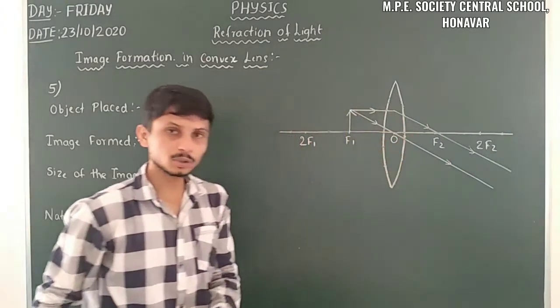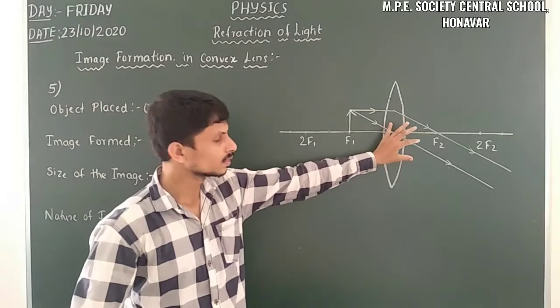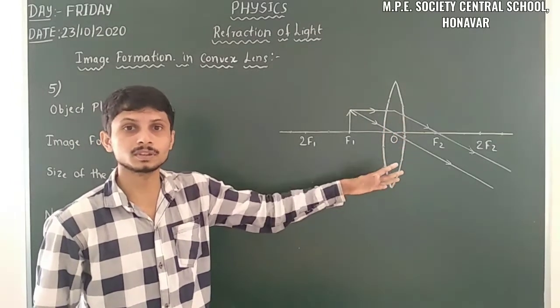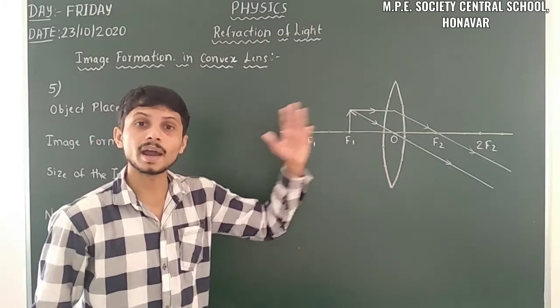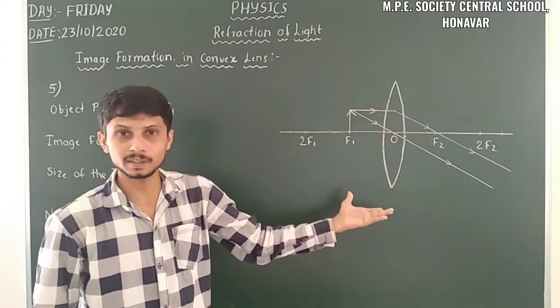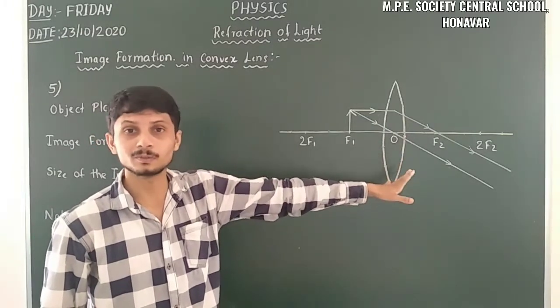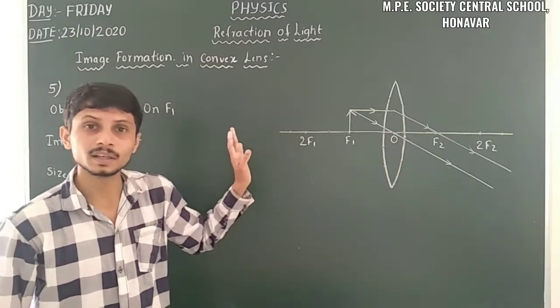Yes. So just observe here. It looks like some parallel lines. Those two are not exactly parallel, but they can meet at infinity. It may meet at infinity. So that's why the image is formed at infinity.